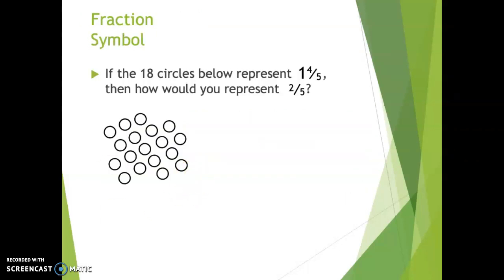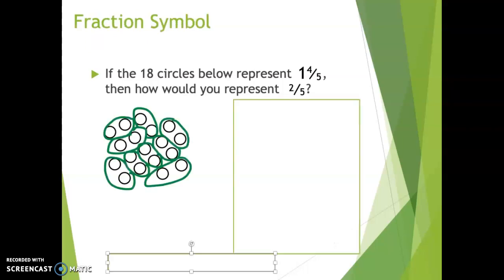If 18 symbols below represent 1 4/5, then how would you represent 2/5? I want you to hit pause and illustrate your steps, your process. Speaking out loud, what you would verbally say to help your children go step by step, and then come back when you're ready. Okay, so here we have 18 circles representing 1 4/5.